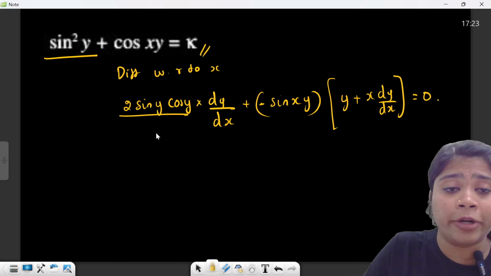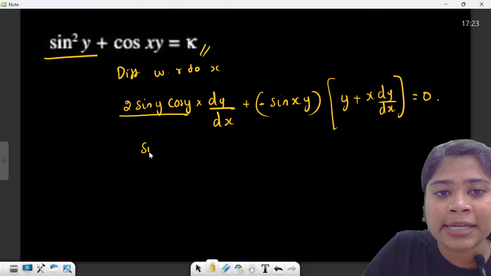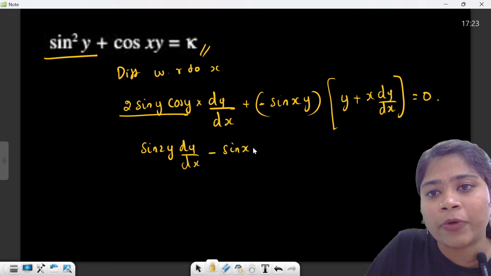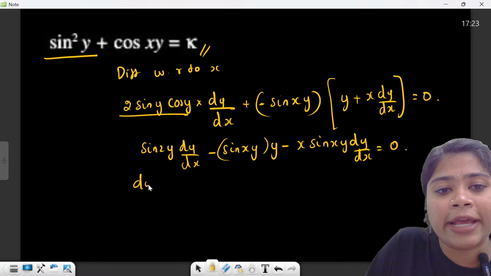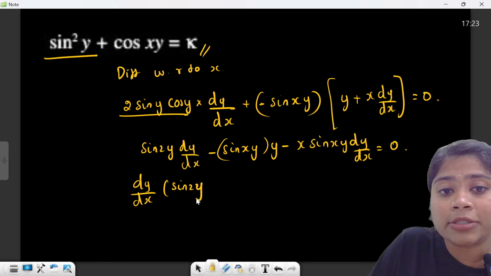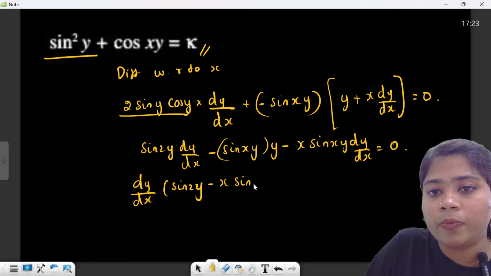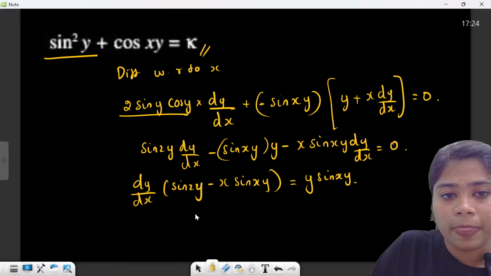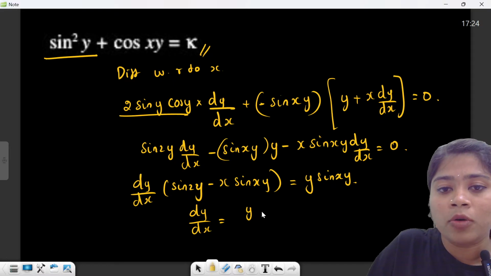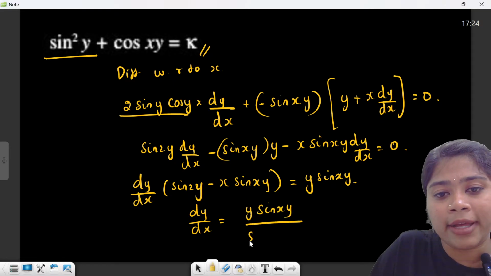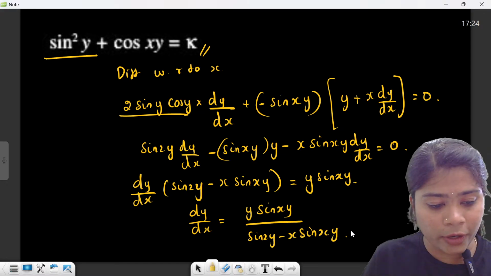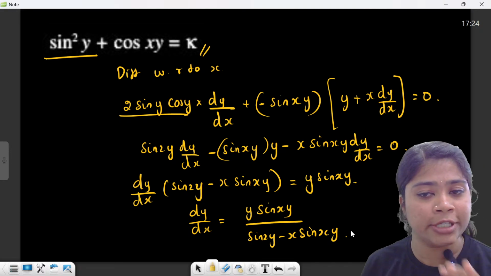So this you can use the trigonometric formula and write this as sin 2y dy by dx minus sin xy into x common out. Sin 2y minus x into sin xy is equal to y sin xy. So now dy by dx is actually y sin xy divided by sin 2y minus x sin xy. Okay, so I hope you guys understood this question.